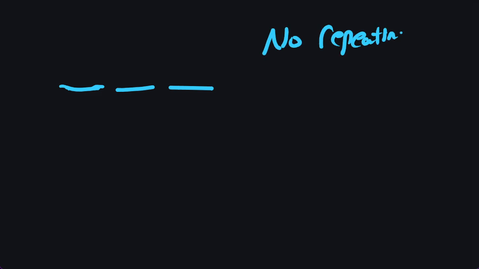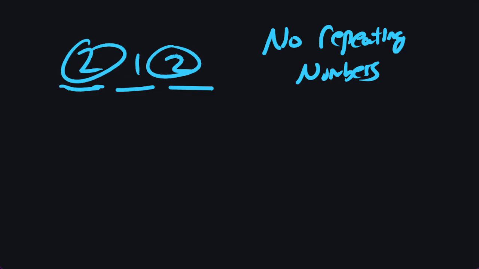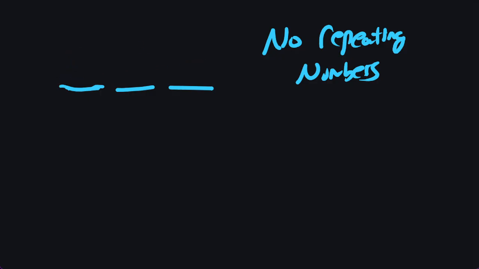Let's say we have a combination lock, and the combination that we need consists of 3 numbers. How many different permutations can we have given no repeats? So no repeating numbers. For example, we can't have 0, 0, 0. We can't have 1, 1, 1. We can't have 2, 1, 2 because 2 appears there twice. Each number can only be used once.